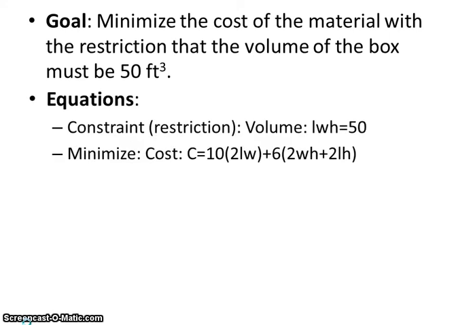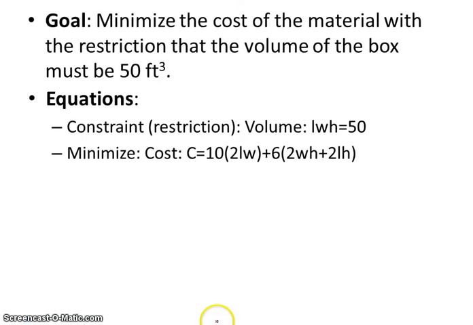Now what do I need? I need 2 equations, an equation of restriction and an equation that we are going to minimize. So we have the restriction equation, which we know is the volume, length times the width times the height, and that it has to be 50, and the cost, which is going to be 10 times 2 times the length and the width, because that's the cost of the top and the bottom, and 6 times 2 times the width and the height plus 2 times the length times the height, because it's the other sides.